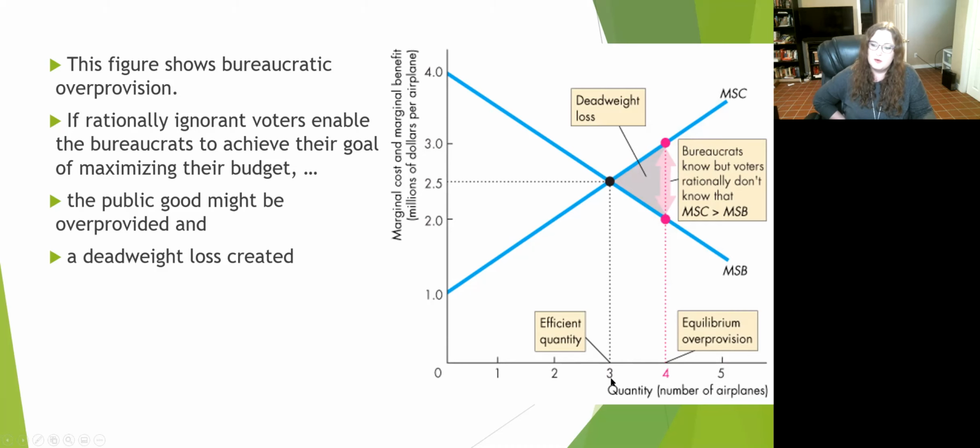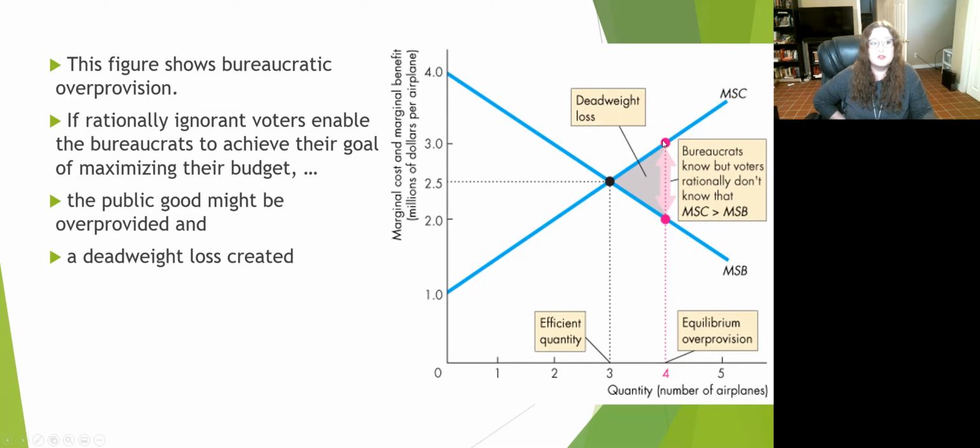The planes department will really want us to have 4 planes instead of 3 planes. And the voters are like, we're not really going to sit there and look at the costs and benefits of each and every plane. And we end up having more planes than might be the efficient quantity. We might end up having this over-provision in equilibrium. Well, when that happens, if we trace this up, we see that marginal cost is more than marginal benefit. That means a triangle has been created.